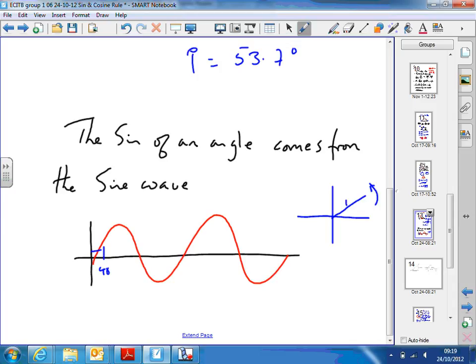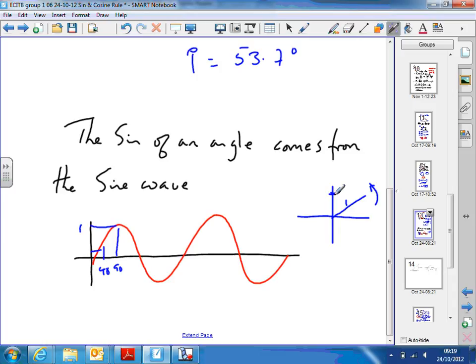So when I get to 90 degrees, this is 1. So that will be 90 degrees down here. If you type into your calculator the sine of 90 degrees, you should get 1, because it's telling you that at that particular point it's as far up the y-axis as it's going to go. It's reached this point here.